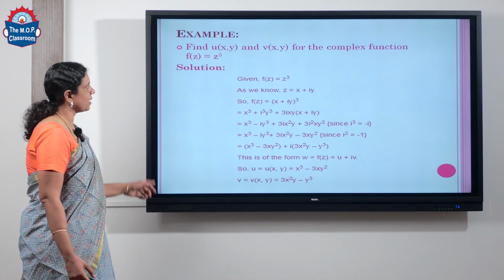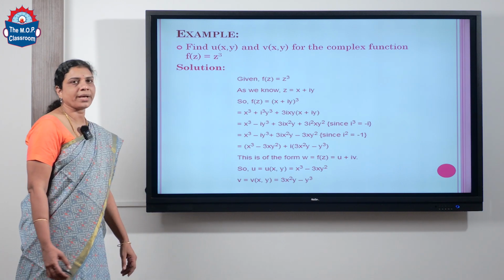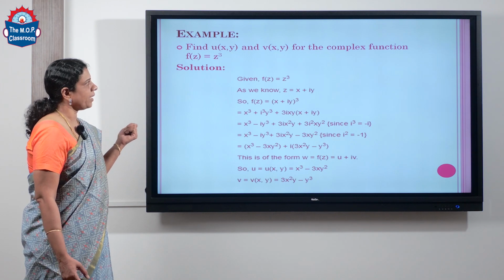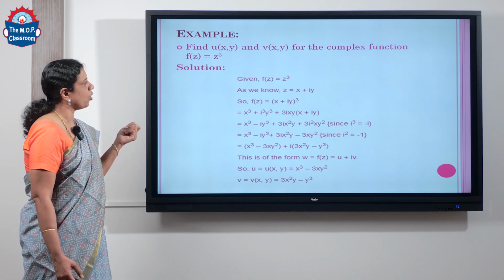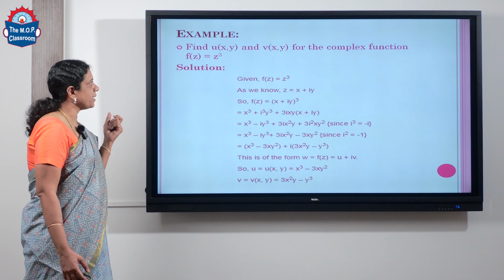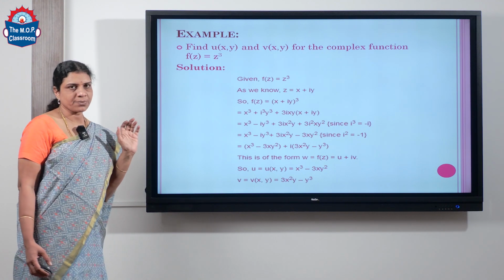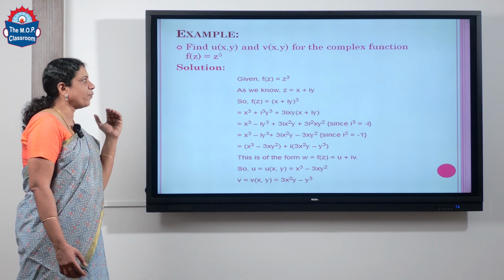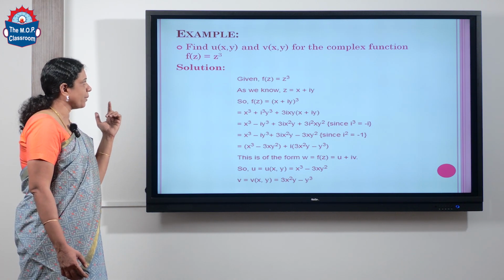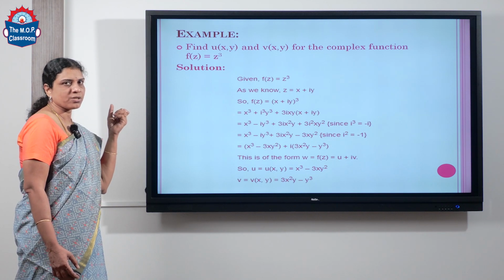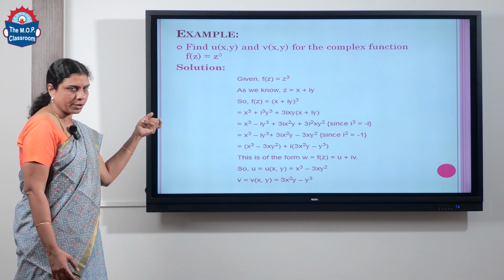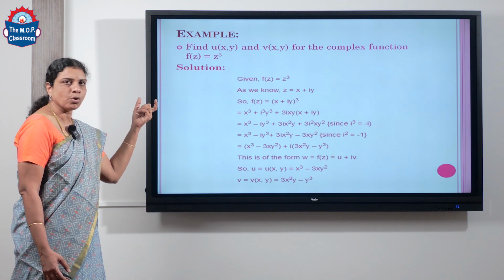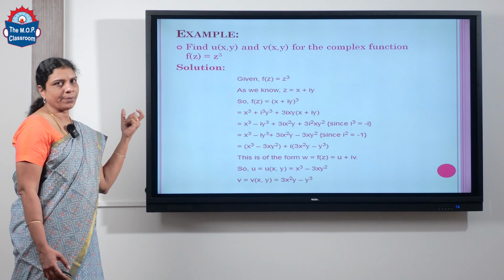Now we will see some examples. We are going to find the real and imaginary parts of the function. Find u of x comma y and v of x comma y for the complex function f of z equals z cube. As mentioned earlier, we know z is equal to x plus iy. So f of z is nothing but z cube, and in place of z we replace x plus iy, the whole cube. So x plus iy the whole cube is nothing but a plus b the whole cube, and we all know the formula for a plus b the whole cube.